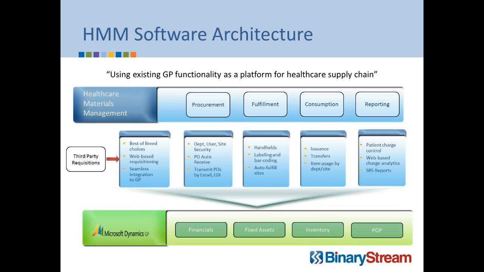And that's a very important thing to note, is that we use that existing Great Plains functionality, which is tried, true, and tested for the last 20 or 30 years, and we build on top of it. We don't try to rebuild the world here, okay? Now, you can see that at the top, we handle areas such as overall procurement, the fulfillment of goods, the consumption of those goods, and the reporting of those goods.